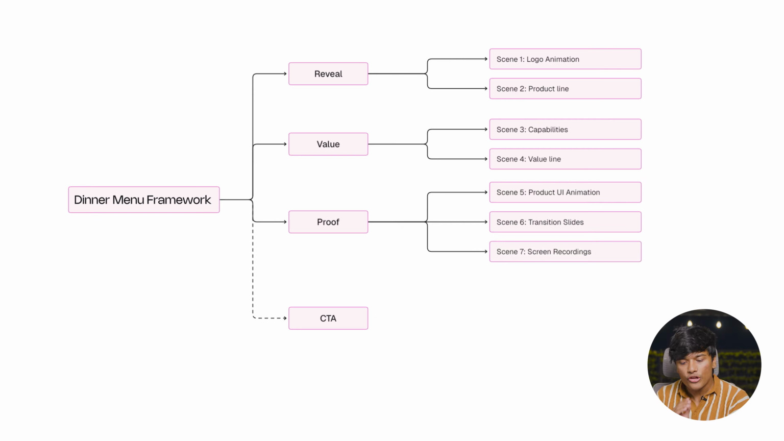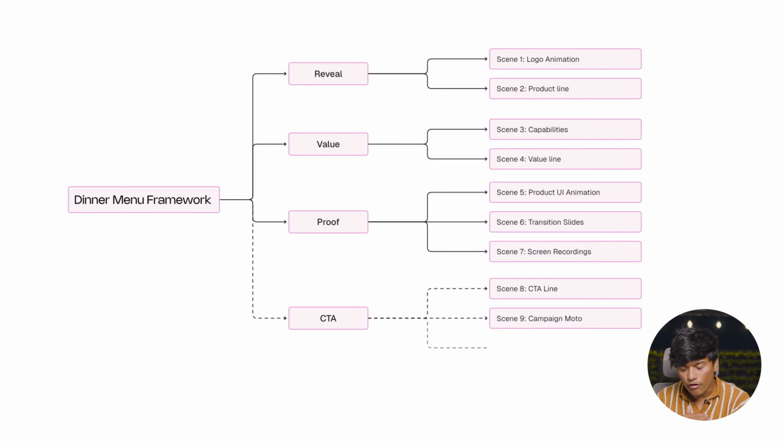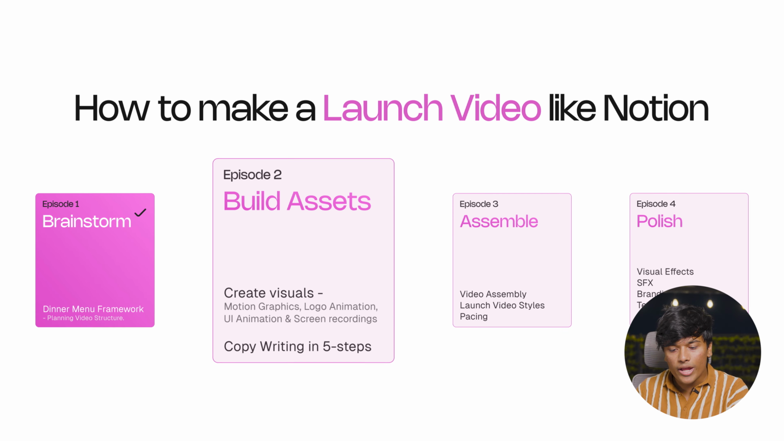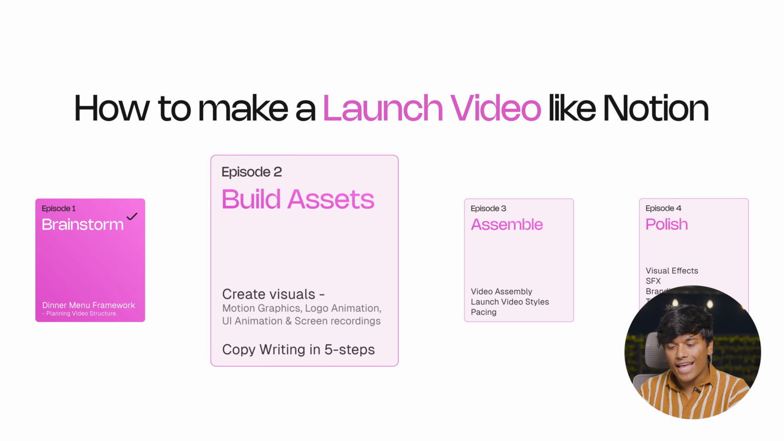And finally, to finish the video, we'll deliver our CTA, signaling to our viewers where they can use our new product, followed by our campaign tagline, and a final brand reminder with our logo animation. This is the blueprint for our video. Everything we create in the coming episodes is going to follow this very structure. In the next episode, we'll build the visuals from scratch and gather all the assets for this launch video. We'll learn how to write and decide compelling copy to best convey our message.